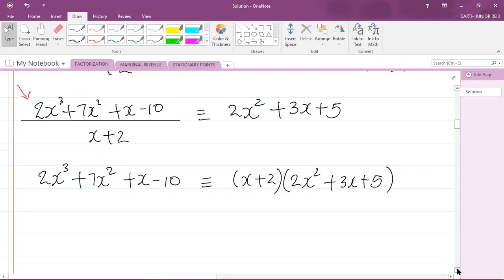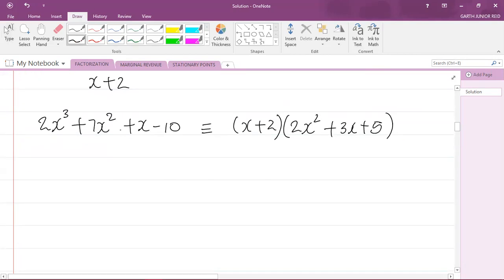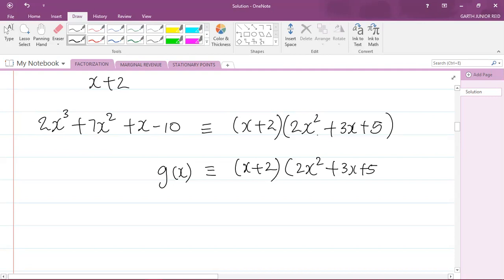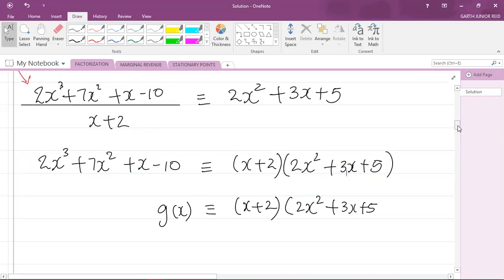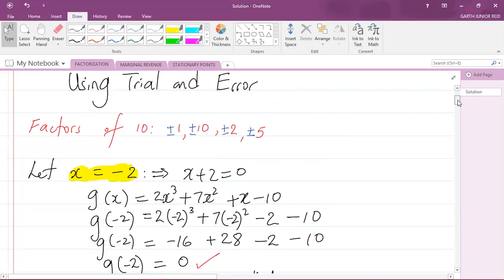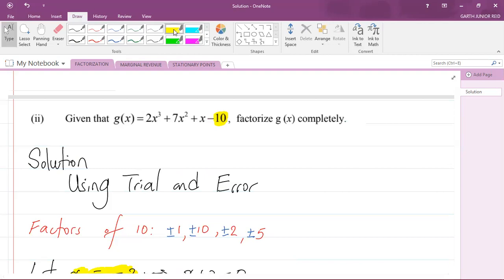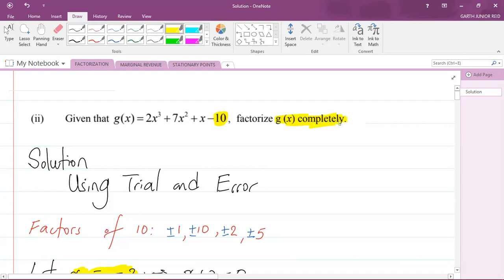Okay, good. So remember here on the left-hand side, this third-degree polynomial is just the same as g of x. All right, and we're saying that g of x is the same as x plus 2 multiplied by 2x squared plus 3x plus 5. Okay, good. Now, this is now factorized, right? This is factorized, but what did the question say? The question said that we have to factorize g of x completely, right?